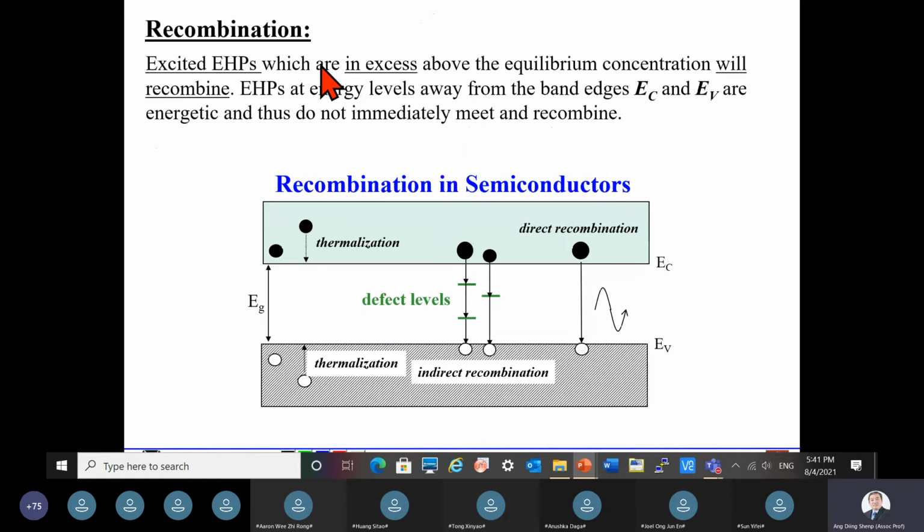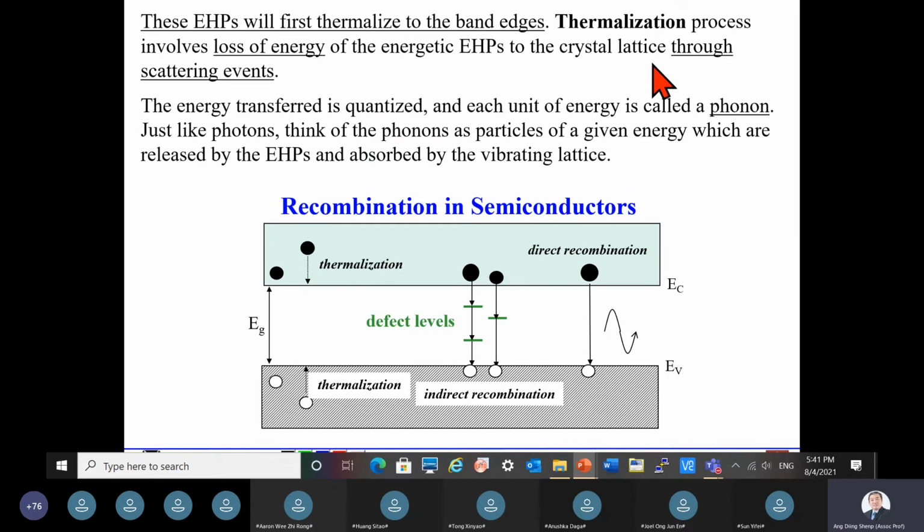Okay, so the point that I just mentioned is summarized here. All right, so if electron hole pair exists at energy levels away from the band edges, they are energetic and they do not immediately recombine. Okay, so before recombination can happen, these energetic carriers must go through thermalization. Thermalization is simply a process whereby the energetic carriers lose their excess energy through interaction with phonon.